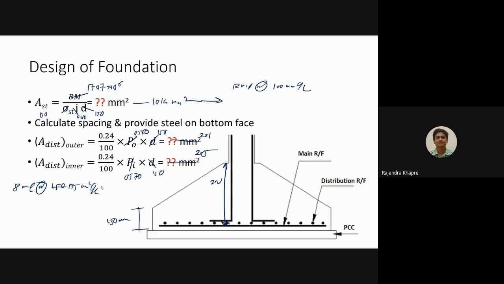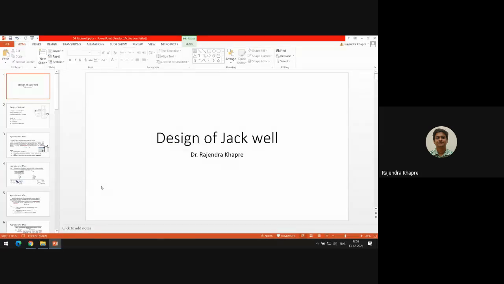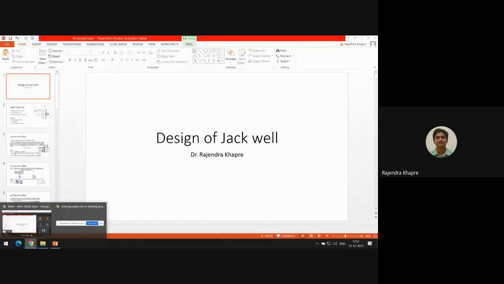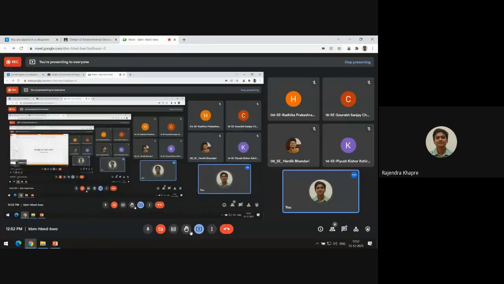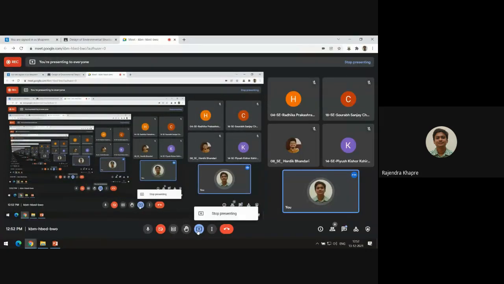Okay, so this completes the entire design. So we have covered pump house, we have covered Jackwell, we have also covered the foundation. Okay, so I think this is all from my side for today. Okay, are there any queries?